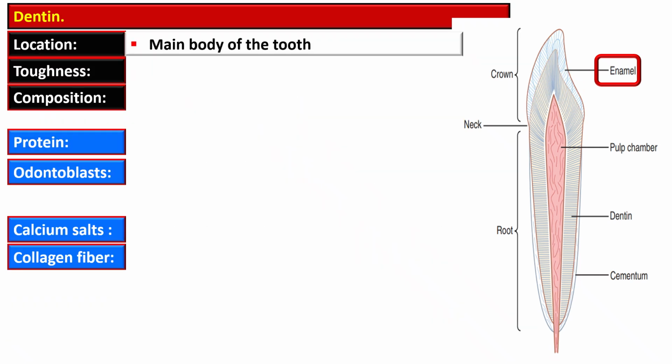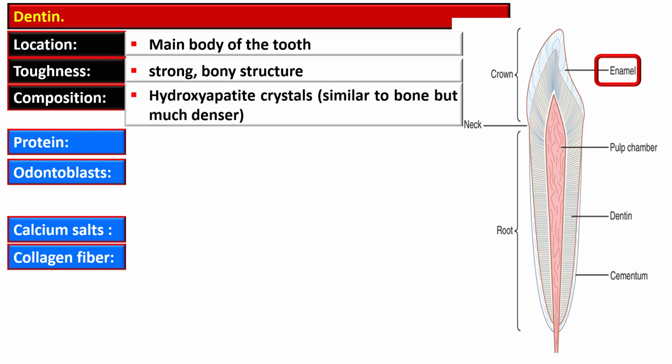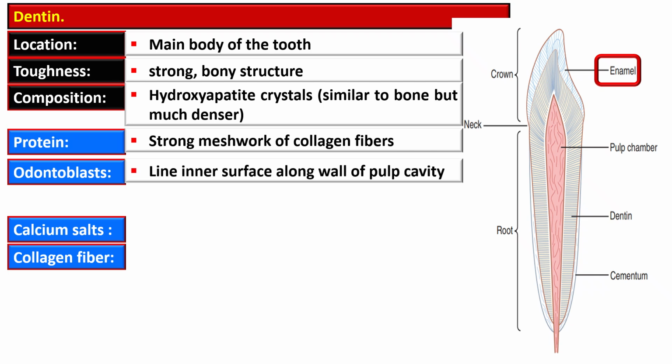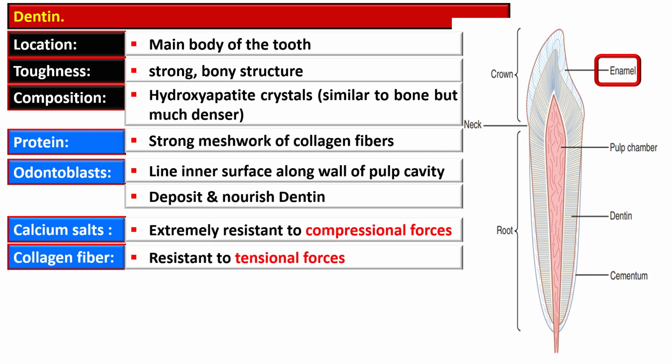Dentin forms the main structural body of the tooth and provides both strength and resilience to the tooth. It is composed primarily of hydroxyapatite crystals, calcium phosphate, similar to bone, but it is denser, and it is embedded in a strong meshwork of collagen fibers. These are similar in composition to bone, but different in cellular structure. There are histologically no bone cells. They lack osteoblasts, osteocytes, osteoclasts, and vascular nervous spaces.